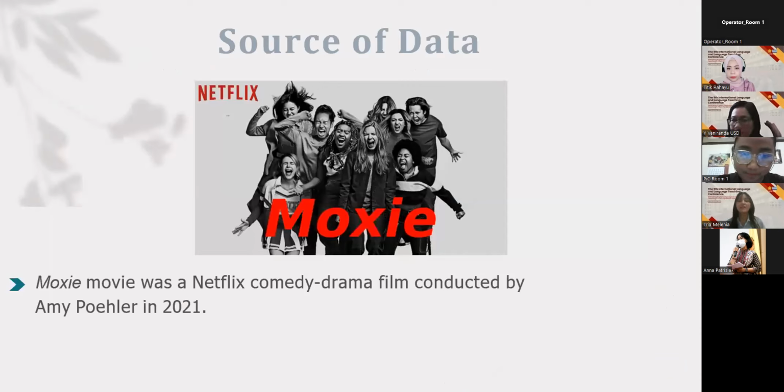Okay, and then the next one is source of data. Like I said before, the data is the Moxie movie. This movie is directed by Amy Poehler in 2021. And then this movie talks about a high school student who often sees harassment and sexism at her school. And then she becomes frustrated at the sexist culture at her school.